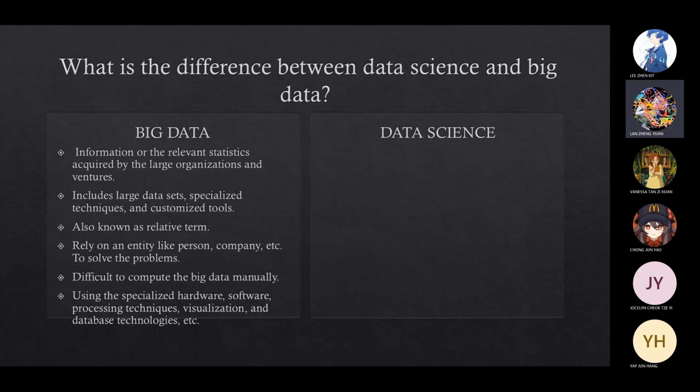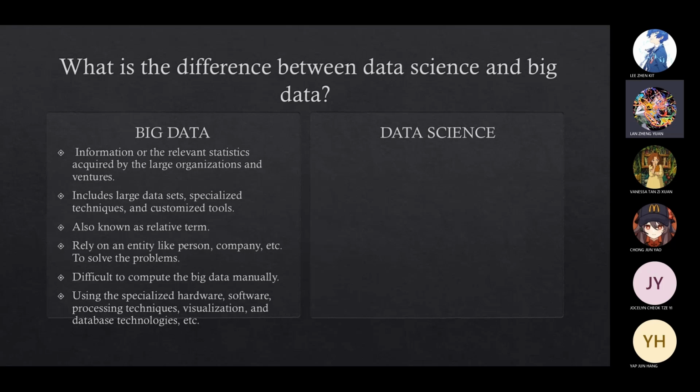It's also known as a relative term. Relating to entities like persons, companies, and more to solve the problem. This is big data. But because of the limited tools, big data is difficult to compute manually given the huge amount of data.